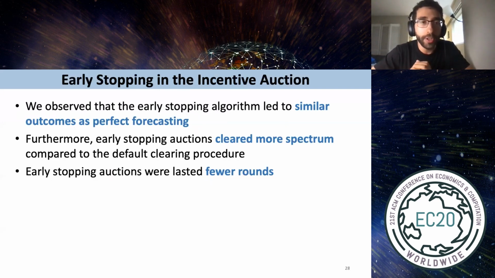So we ran simulations using this early stopping algorithm, and we saw outcomes that were very similar to perfect forecasting. So that gap that I showed in the previous image was nearly completely eliminated. And furthermore, when compared to the standard clearing procedure, in our simulations, we observed that early stopping auctions led to clearing more spectrum, which was one of the FCC's stated goals in running the auction, and it did so in fewer rounds. This was an auction that took place over 13 months, so it was already quite a lengthy auction, and this early stopping algorithm maybe could have made it shorter.